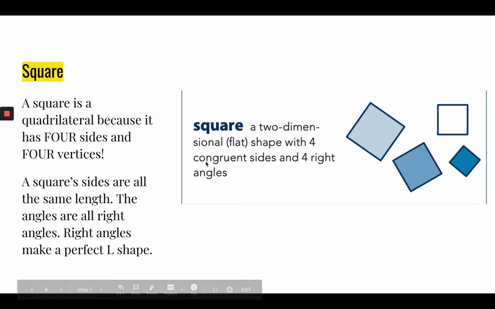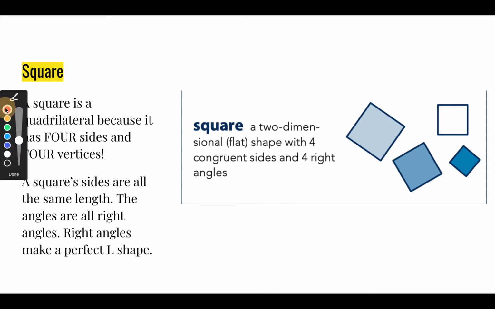So this description says it has four congruent sides. A congruent side means that all the sides are the same length. And then it says it has four right angles. A right angle makes a perfect L shape. So if you take a look at the vertices, which would be like right here, notice how it's almost like a perfect L shape. This vertice right here, if you drew along the lines, it's like a perfect L shape. So that's what you call a right angle.